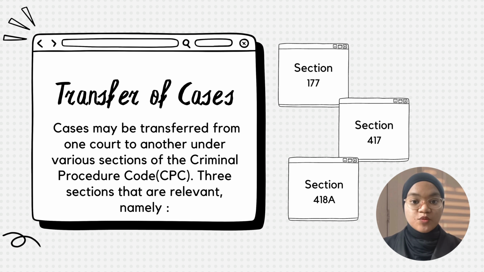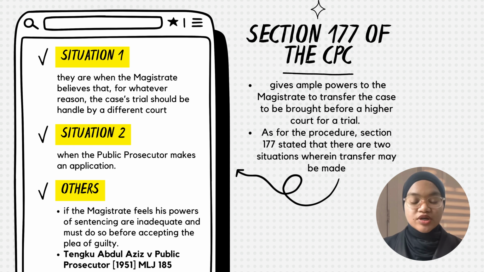Cases may be transferred from one court to another under various sections of the Criminal Procedure Code (CPC). Three sections that are relevant, namely Section 177, 417, and 418A. Section 177 gives ample powers to the magistrate to transfer the case to be brought before a higher court for a trial. As for the procedure, Section 177 states that there are two situations where transfer may be made.